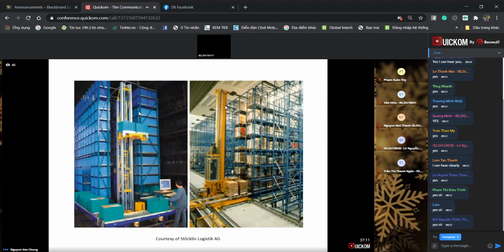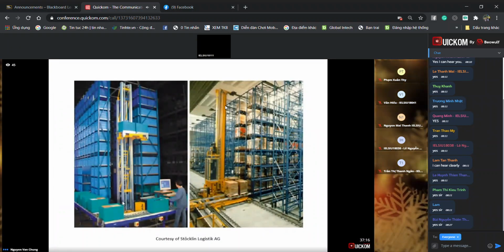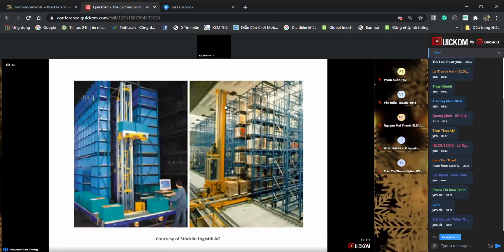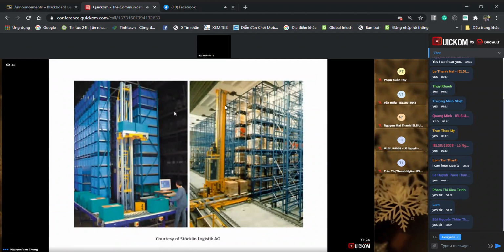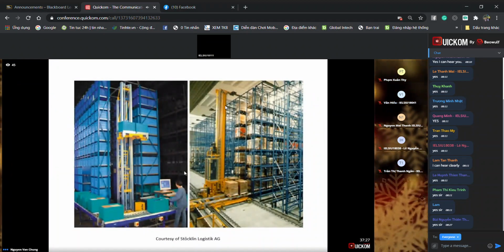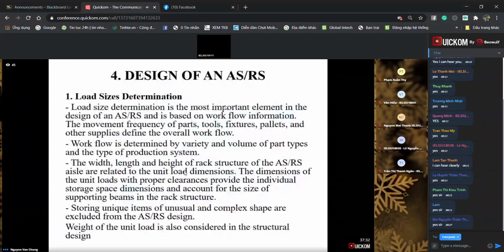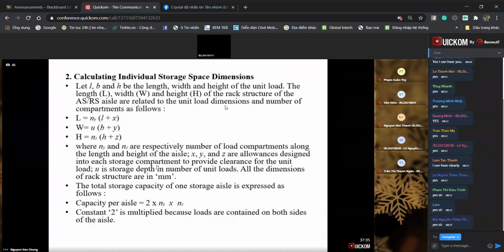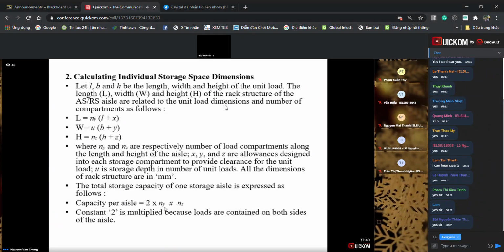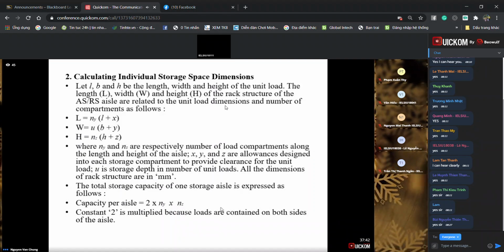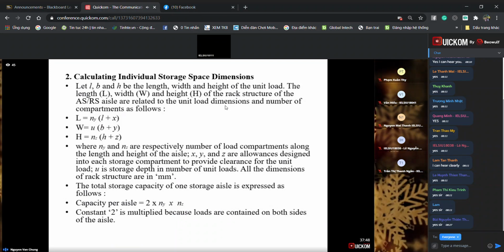So this unit is multiplied by two, and maybe this is where the ASR machines move inside, here is the next. Okay, so like that's Y, and you have the two. And then the capacity per aisle is N Y multiplied by N Z.